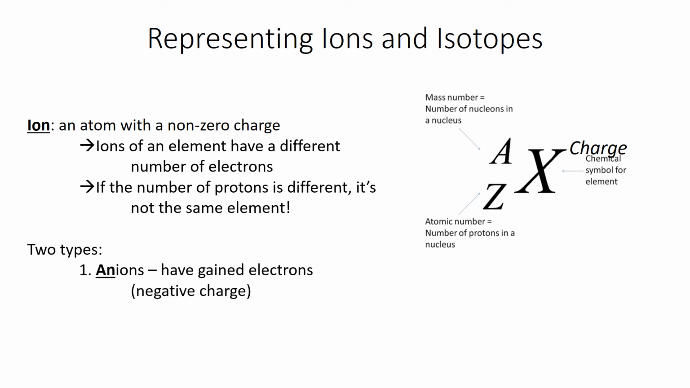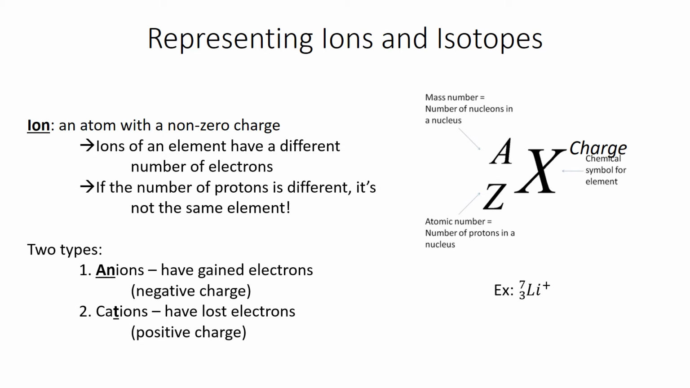So we have 2 types of ions. An anion, you've gained electrons, it has a negative charge. You can remember that because anion has the letter N in it, which stands for negative. And cations have lost electrons to have a positive charge. That letter T means it's positive.